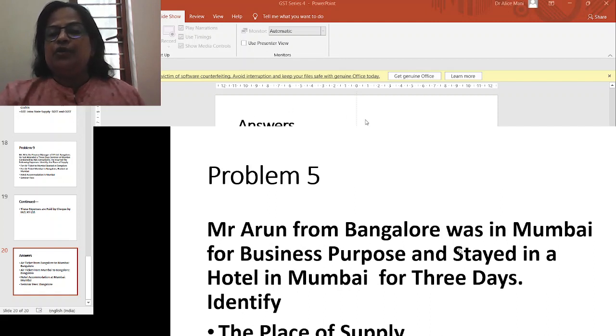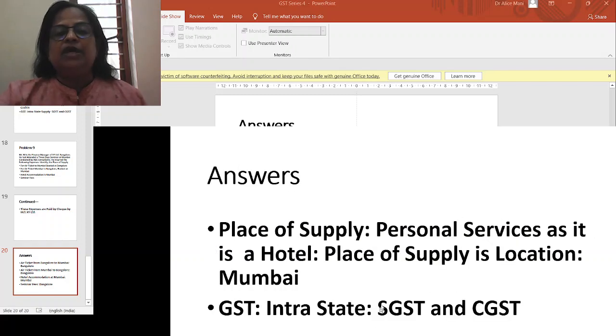Now, Mr. Arun from Bangalore was in Mumbai for business purpose and stayed in a hotel in Mumbai for 3 days. Identify the place of supply and GST applicable. So, place of supply, this is for personal services as it's a hotel. Place of supply is the location, that is Mumbai. So, GST is intrastate, SGST and CGST will be applicable.